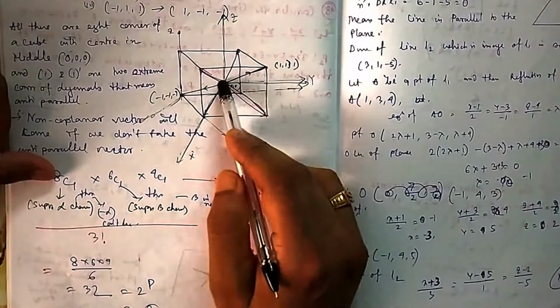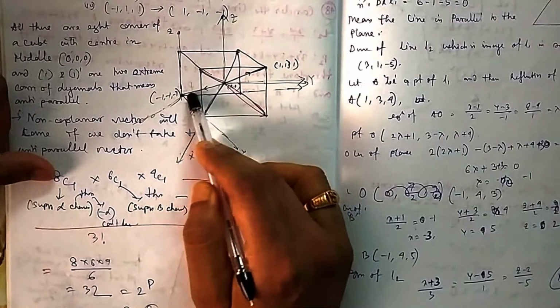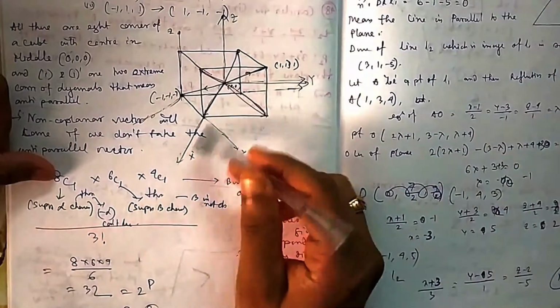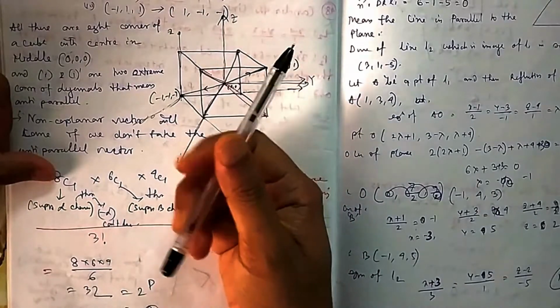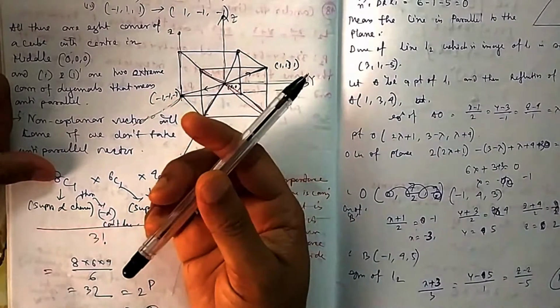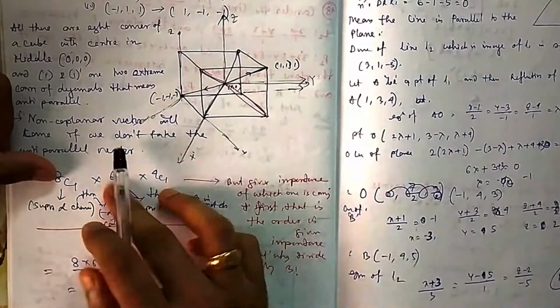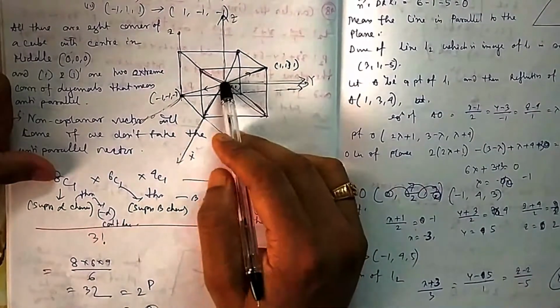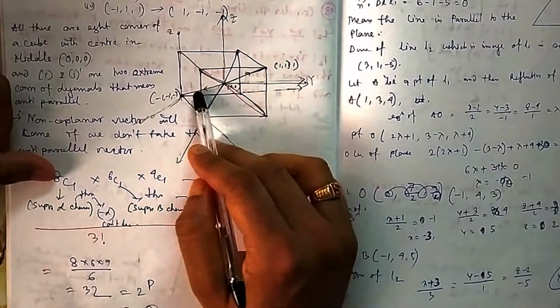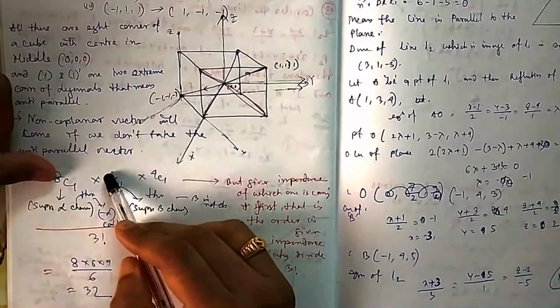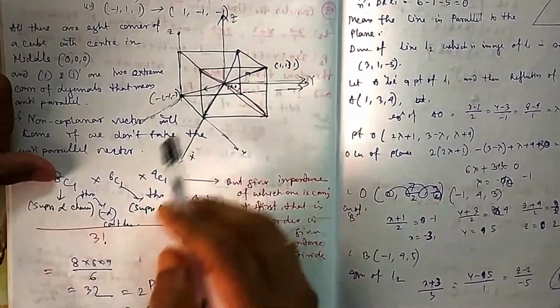Once you select one, then you cannot select this one. And obviously you cannot select the same vector again, because if you select it again, then how can it be non-coplanar? So for the next vector you cannot select that one, and you cannot select the vector which is opposite to that one. So 2 vectors you have to skip. Out of these 6 you select another one, and that will be done.